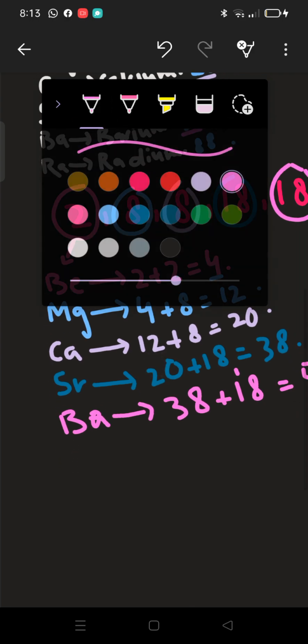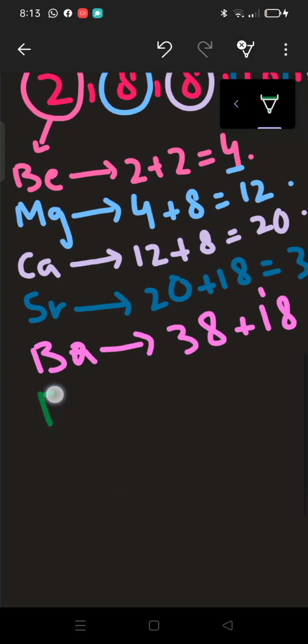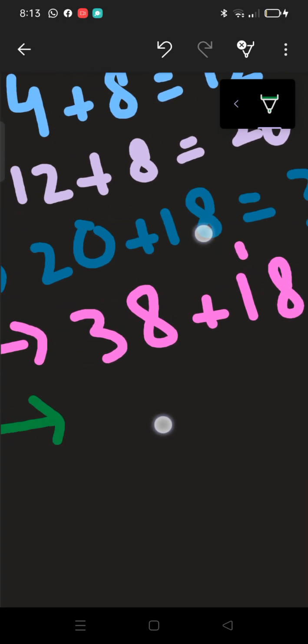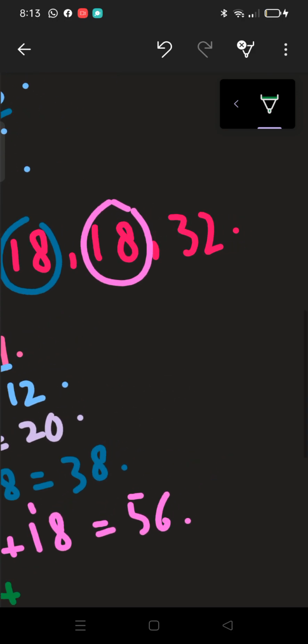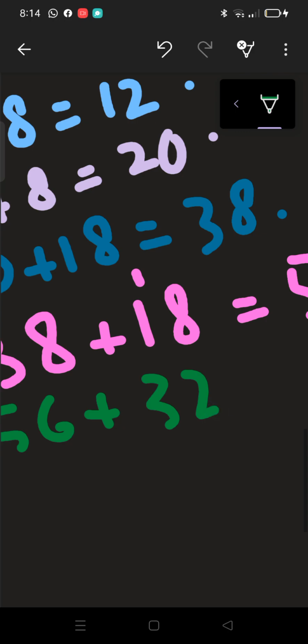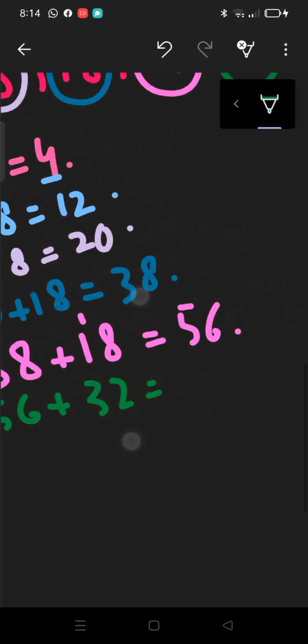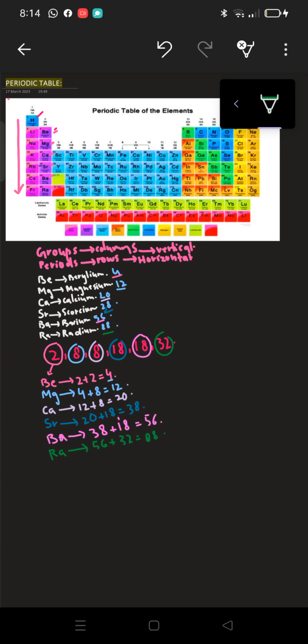Alright, last but not the least, we have radium, which is represented with capital R and small a. So as we have gotten 56 plus what? 32 is remaining now, so 32 we have to add to the 56. What will it give us? 8 and 8, which is 88. So as you can see here, the atomic number of radium is 88. So this is the trick of learning atomic numbers of the second group elements.